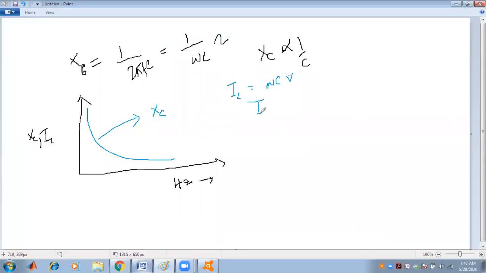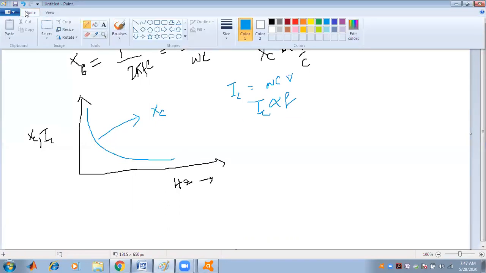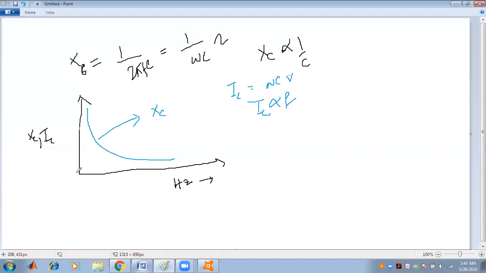So IC is directly proportional to omega or the frequency f, a straight line passing through the origin, the y equal to mx formula. This is the equation of IC. You can write it as C d/dt of V. So it is a y equal to mx formula, a straight line passing through the origin, and the other is the rectangular hyperbola.